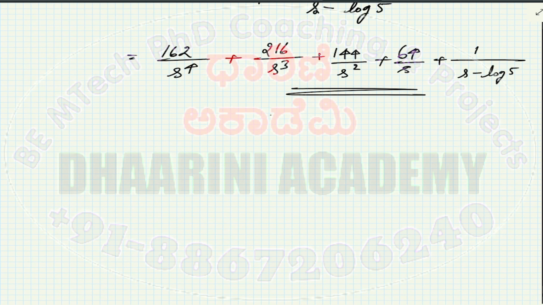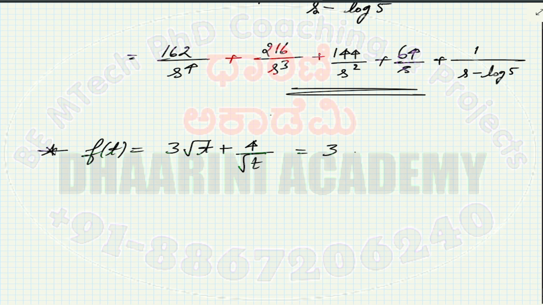All right, next question. F of t is equal to 3 root t plus 4 divided by root of t. Right, so we can simplify this as 3 into t to the power half plus 4t to the minus half.